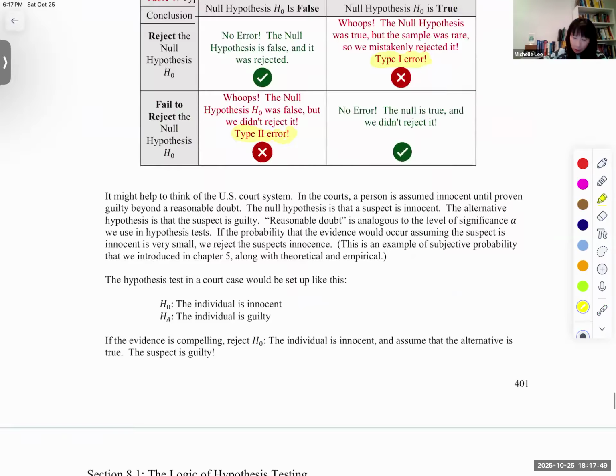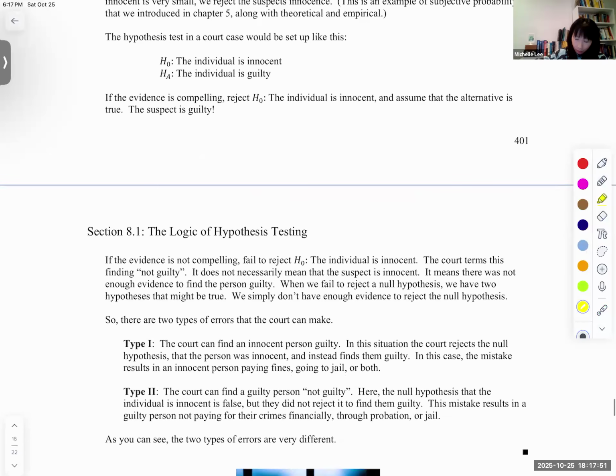Okay, so let's take a look at this one. We have something like a court system, right?